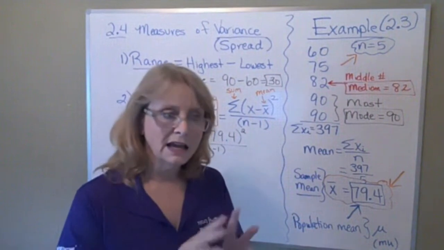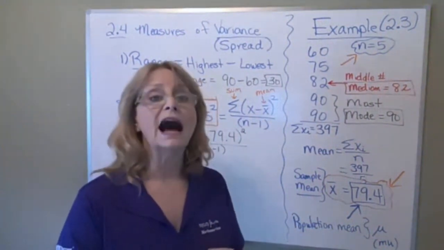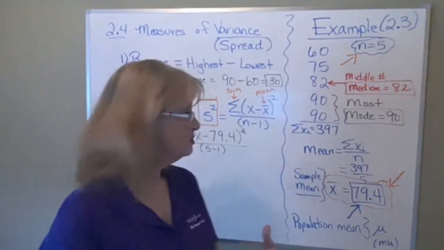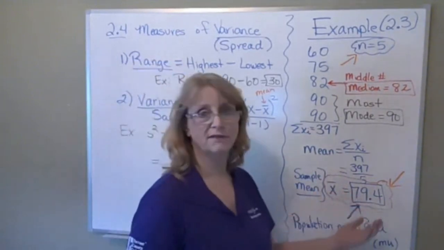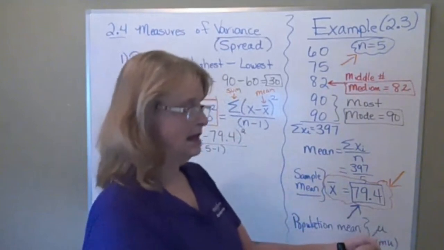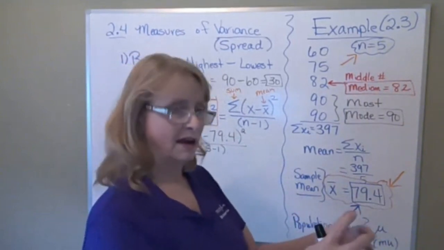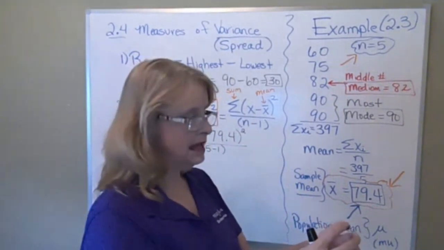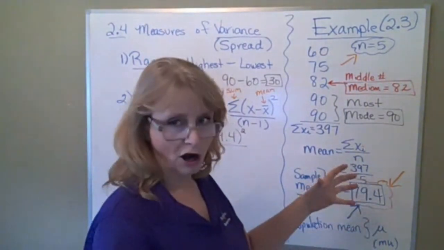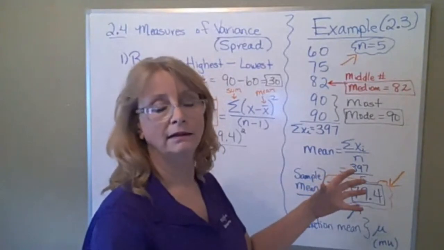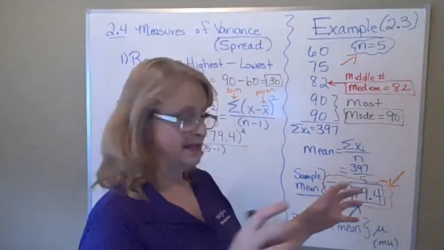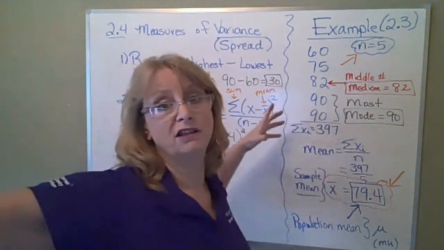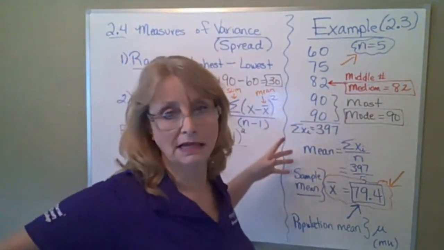So the variance gives us an idea of how spread out the numbers are from the average. Think of the average of 79.4 sitting here in the middle, and the variance is a number that tells me how spread out the numbers are from that mean. If the variance is small, that means everything's clustered around the mean. If the variance is big, that means everything is way spread out from the mean.